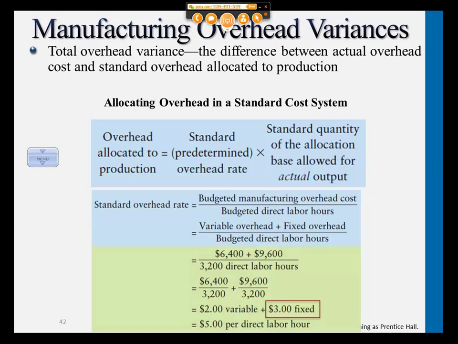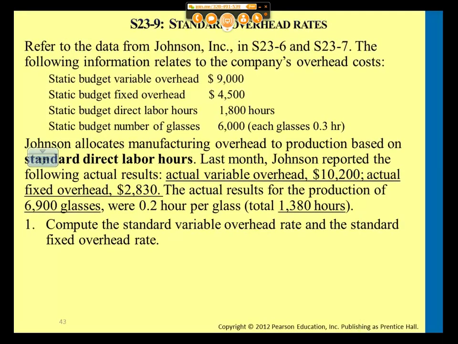Okay, so this is just an example for you of how we compute the standard variable and fixed overhead rates for our Smart Touch. Let's look at the example. How do we apply this to a problem? We have standard overhead rates that we want to calculate. So what are the components? We have the standard overhead rate, and then we'll have a standard variable and a standard fixed component, right?